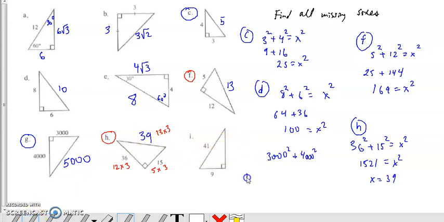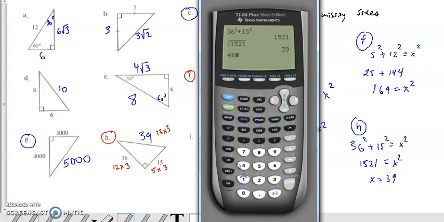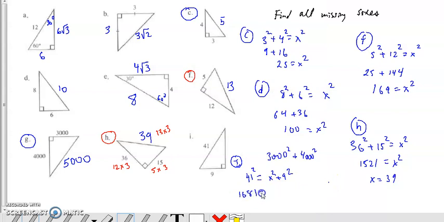And our last one, I. So again, 41 squared. This time it's the hypotenuse, so letter I is equal to x squared plus 9 squared. Again, 41 squared. Let's figure out what that is. 1681. So 1681 is equal to 81 plus x squared. So x squared is equal to 1600. And the square root of 16 is 4, which means the square root of 1600 should be 40. Okay. So there are some patterns already emerging with this.